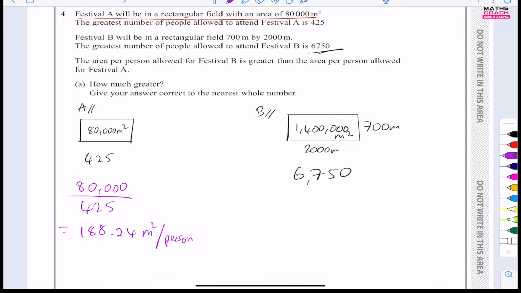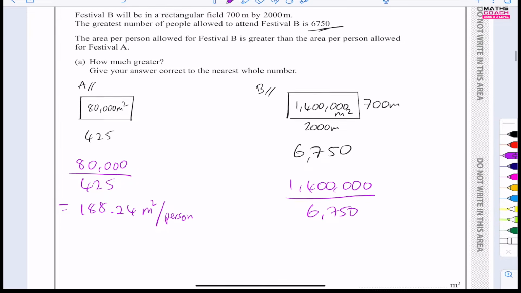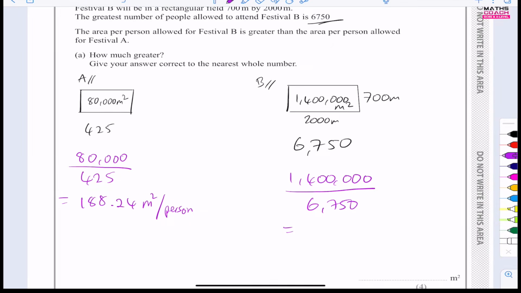Okay, I'm going to do the same thing for the other one, for B. So that's going to be 1,400,000 divided by 6,750. And that gives 207.41 meters squared per person.